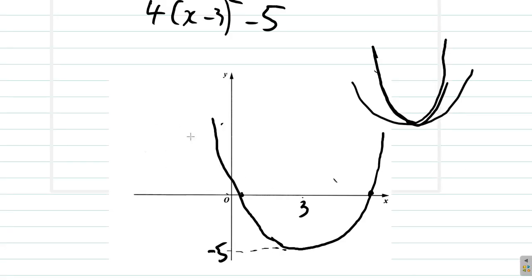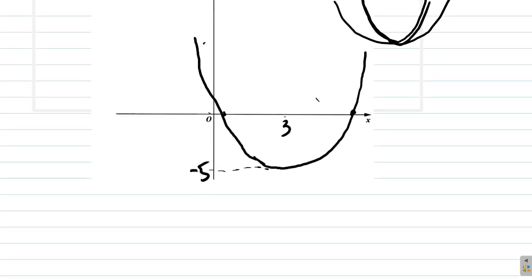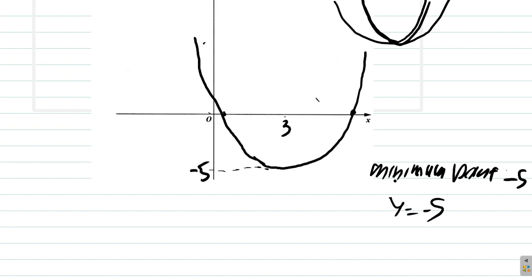The minimum point would be negative 5. So y would be negative 5. Let me write it here. And they want the y-intercept.